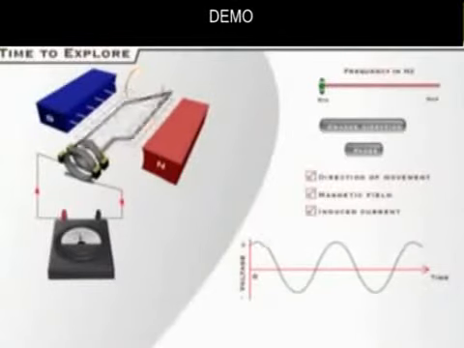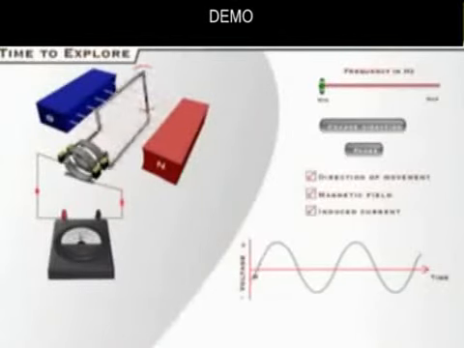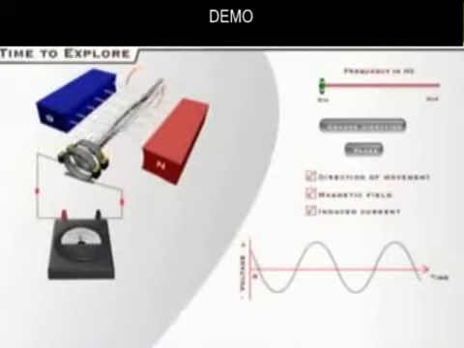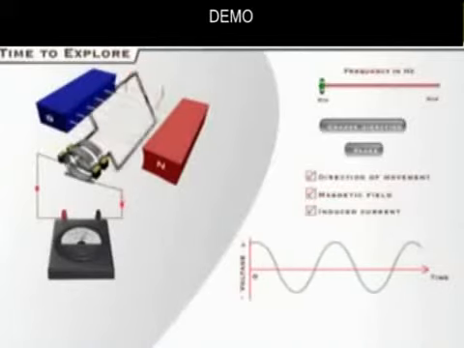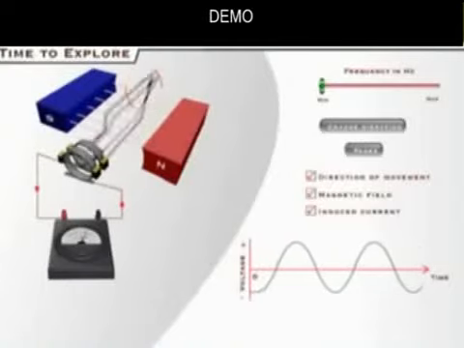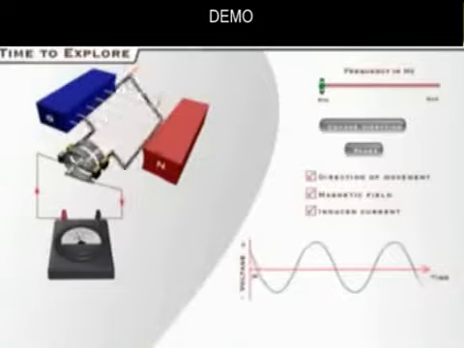Time to explore. Explore and learn the workings of an AC generator. Play around with the frequency and the direction. Observe the deflection of the galvanometer needle and the change in the nature of the graph. This will help you understand the workings of an AC generator.